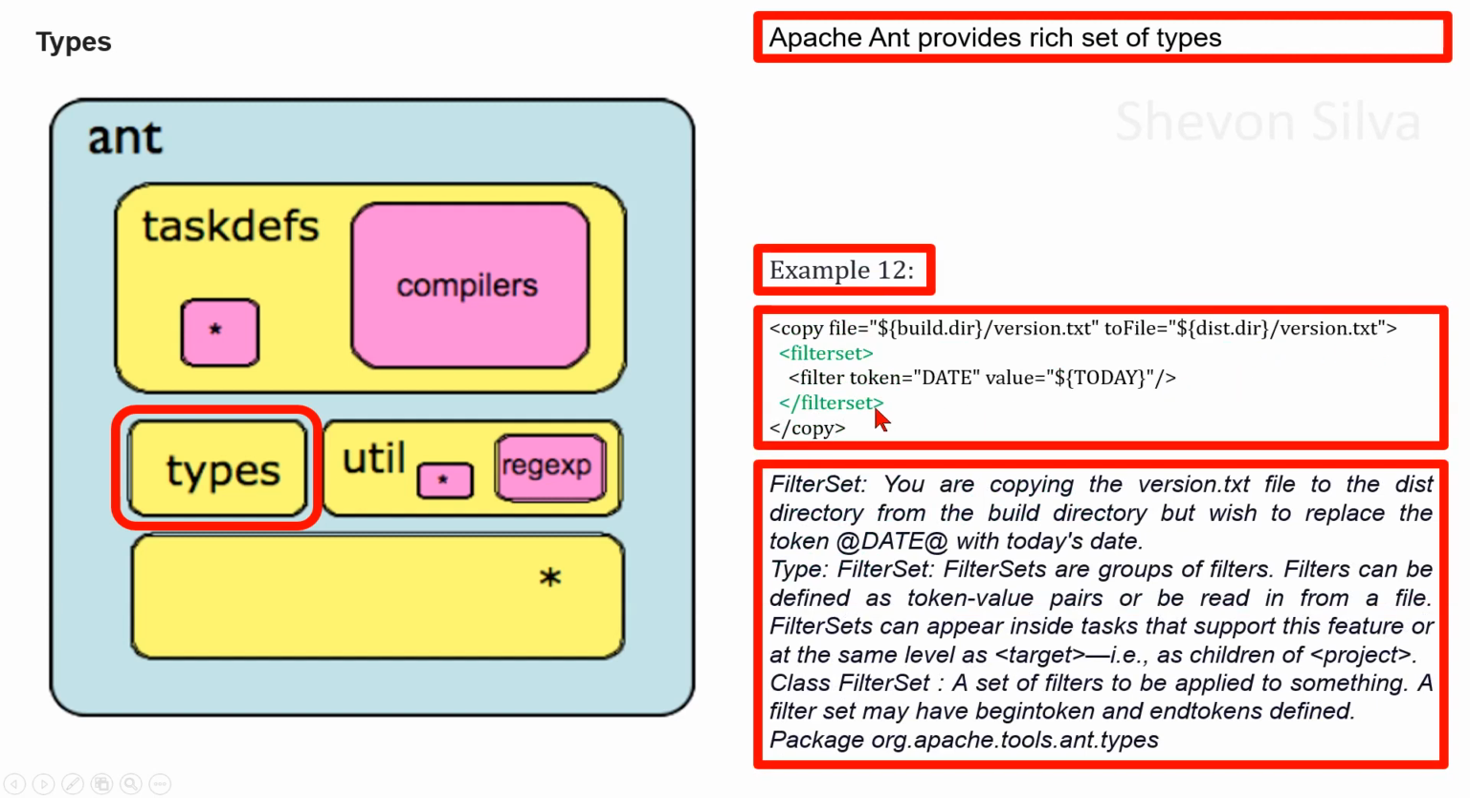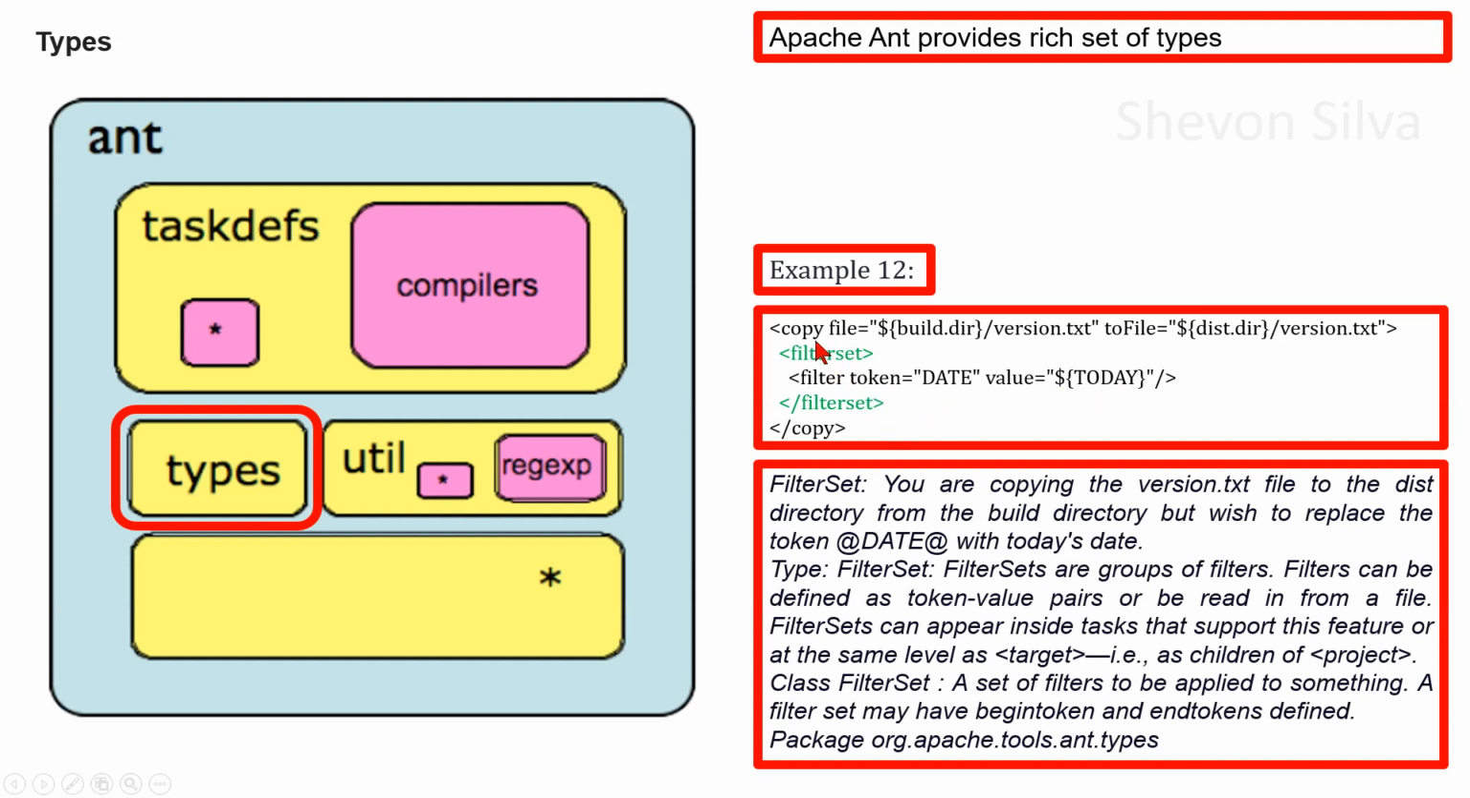Now we are considering filter set. Here you are copying the version.txt file to this directory from the build directory, but wish to replace the token date with today's date.